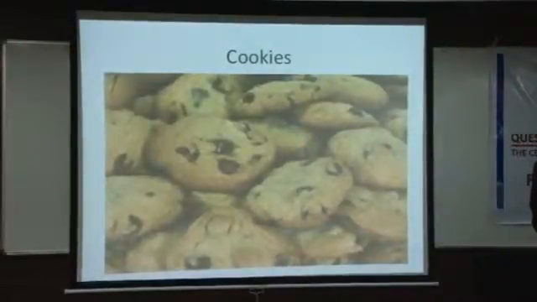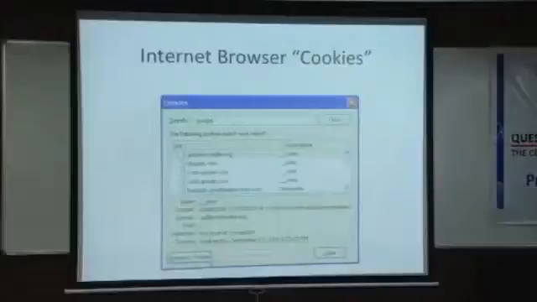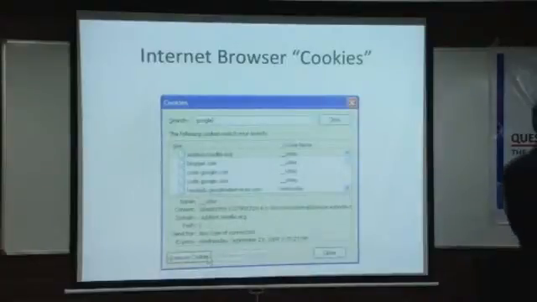Who here likes cookies? I only saw half the hands. I guess the other half of you don't like cookies. Okay, fair enough. So in specific, I'd like to talk about internet browser cookies, which may not be quite as popular. They track everything you do on the internet.